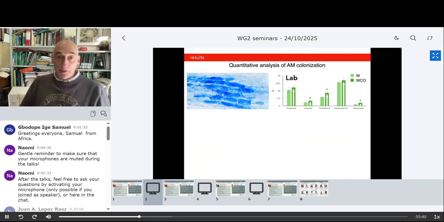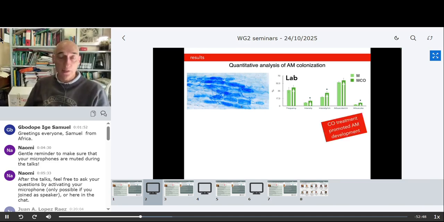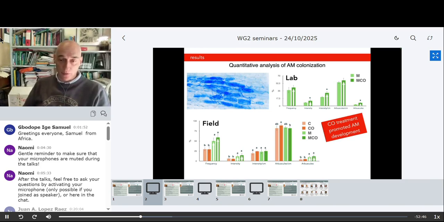What we have seen is that, as expected, CO treatment in mycorrhizal inoculated plants led to an increase in the colonization of the root system by mycorrhizal fungi. Several parameters are significantly increased here. And also in the field, we have a trend of increase in fungal colonization upon CO treatment.